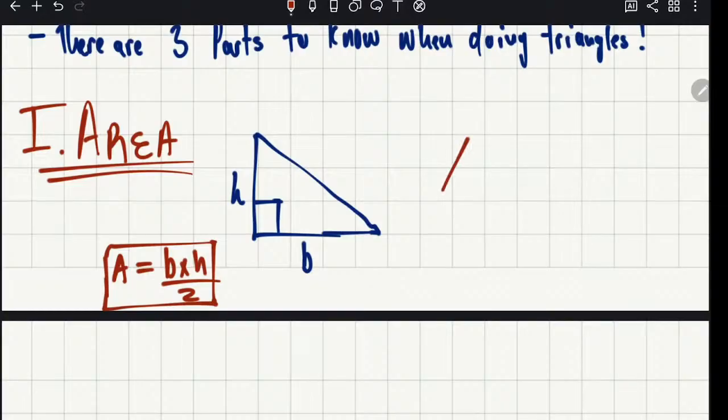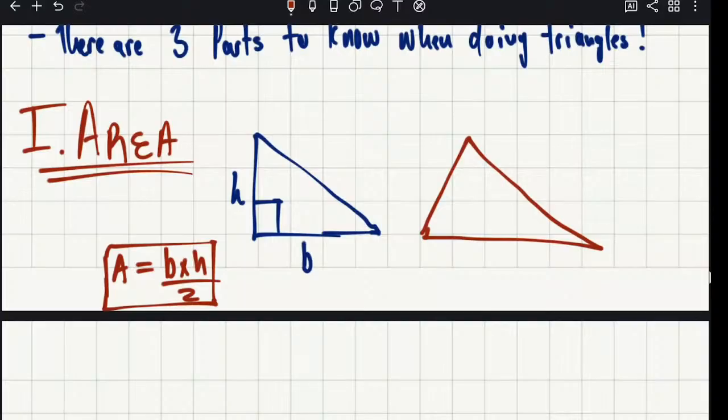Then there's the second one, which could be like this: a triangle with no right angle. So we are seeing all the situations where they may ask you to find area. We want to master everything until we get to sine rule and cosine rule. We're moving there right now.